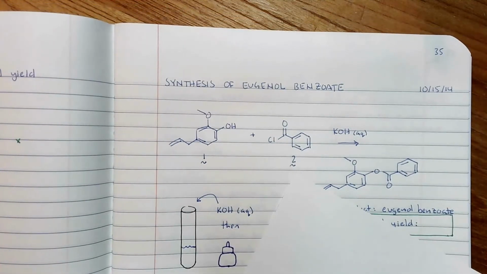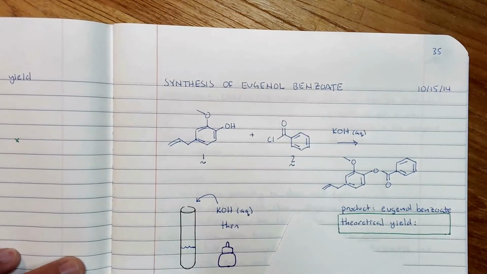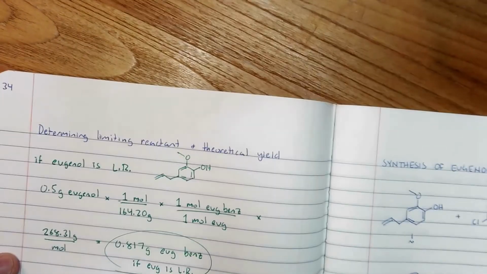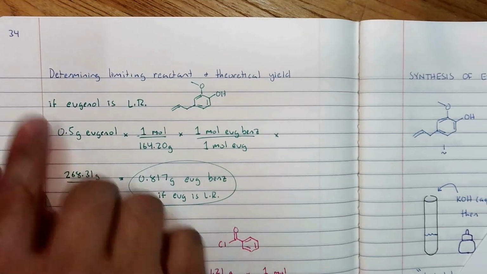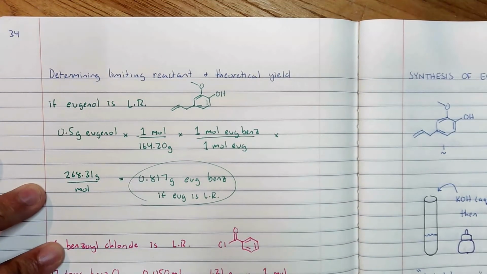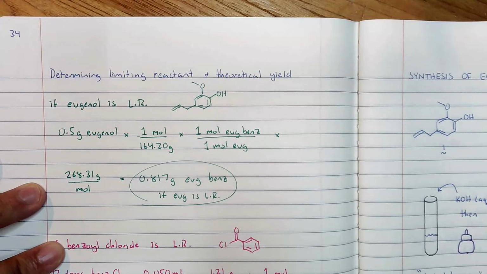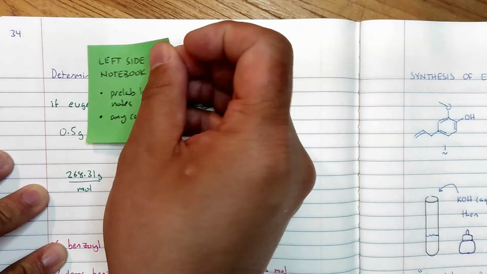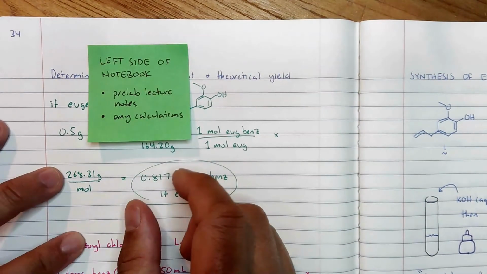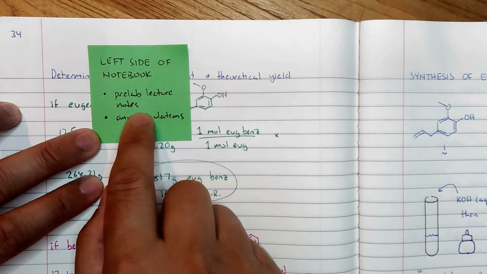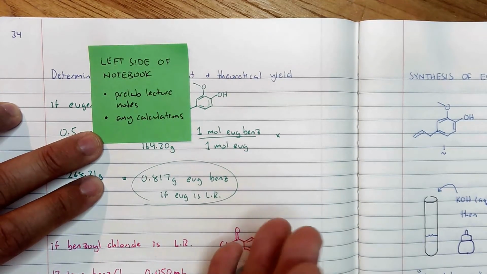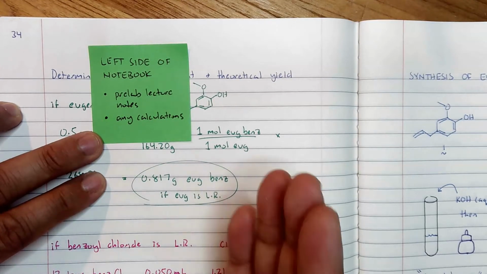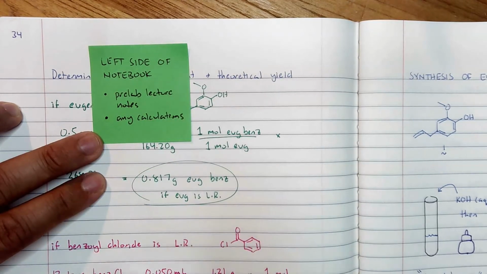Okay. So this is on the right side of the notebook, the odd numbered pages, and my calculations typically are on the left side, and so this is page 34. Now, I am a little bit particular. So on the left side of the notebook, usually I want my students to put the pre-lab lecture notes and any calculations. Actually, I tell my students that I am not looking at the left side of the notebook unless they want me to double check something. I only typically look on the right side of the notebook.